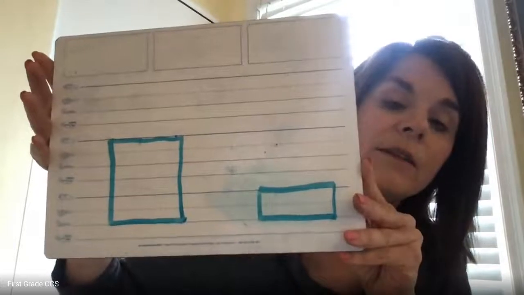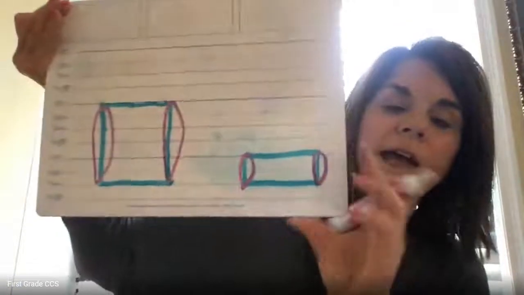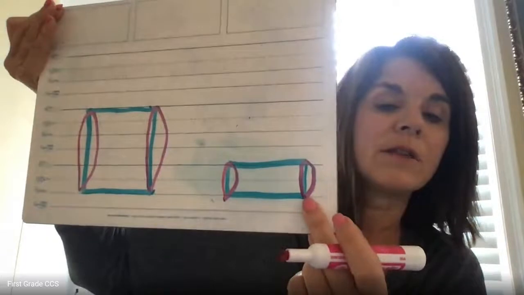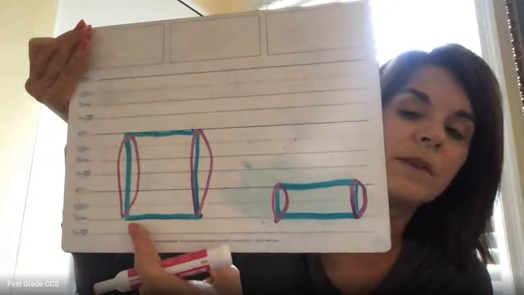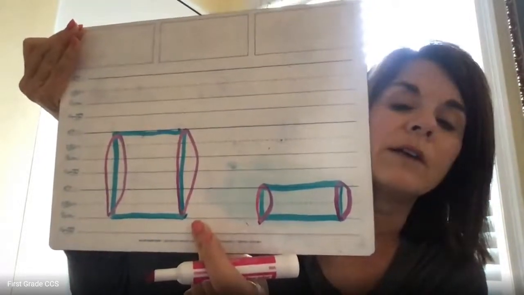Now let's look at the parallel lines on these 2 shapes. I'm using a pink dry erase board to show you that on the rectangle, these 2 lines are parallel. They are the same distance apart and they do not intersect. On the square, these 2 lines are parallel. They are the same distance apart and they do not intersect.